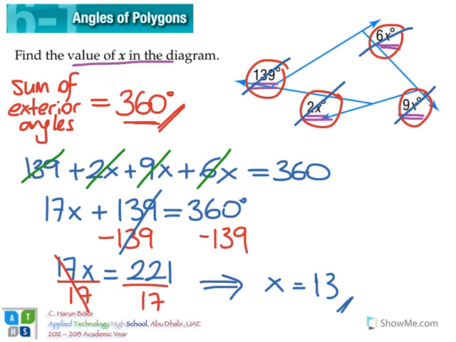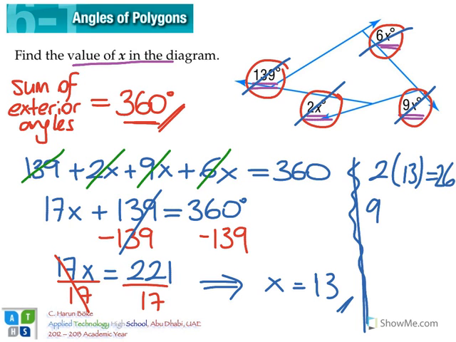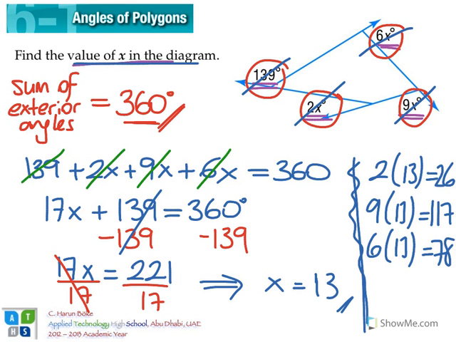So we are not asked to find the measure of each exterior angle. So we stop here. If we were asked to find it, then it will be like 2 times 13, which is 26, 9 times 13, which is 117, and 6 times 13, which is 78. But in this question, it didn't ask us to find each exterior angle, so we are not going to do this. If they ask, we will.